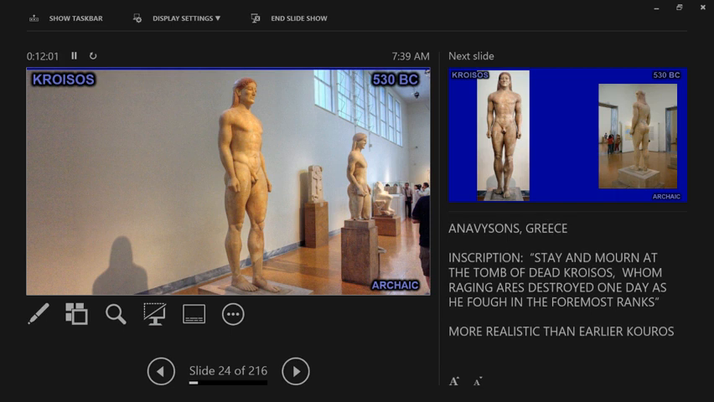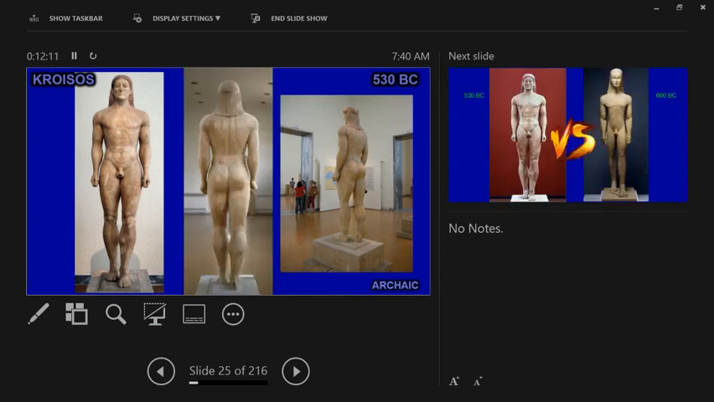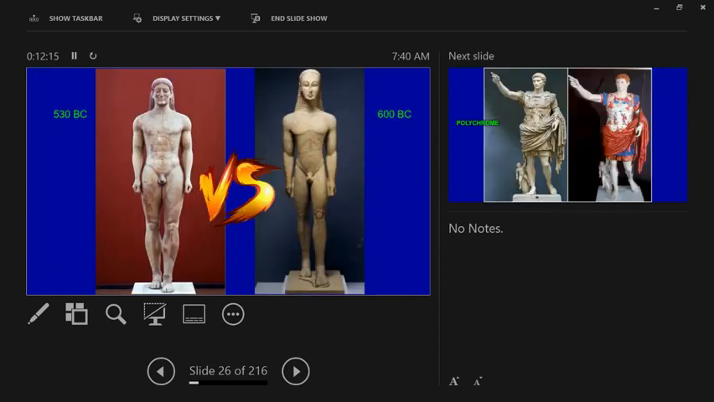This one is a lot more realistic than the earlier KOUROS sculptures. It's not as cartoonish in the figure. In fact, we can look at this one, we can compare the two, and just a 70-year difference, you can see the improvement of the realism of the sculpture.